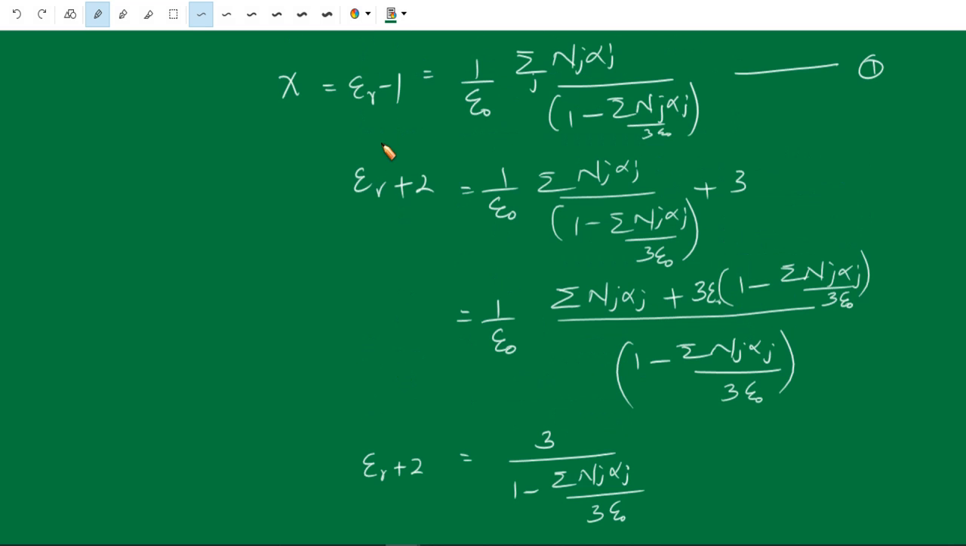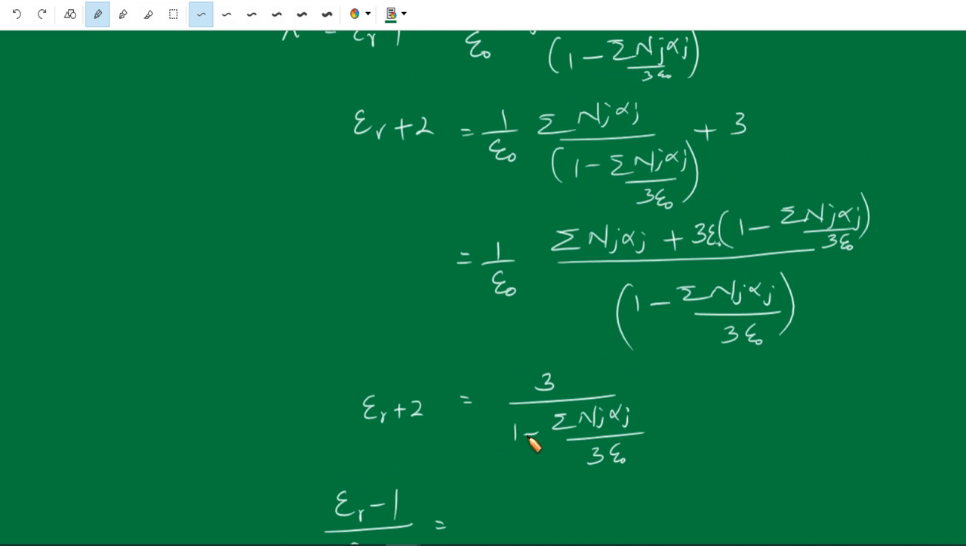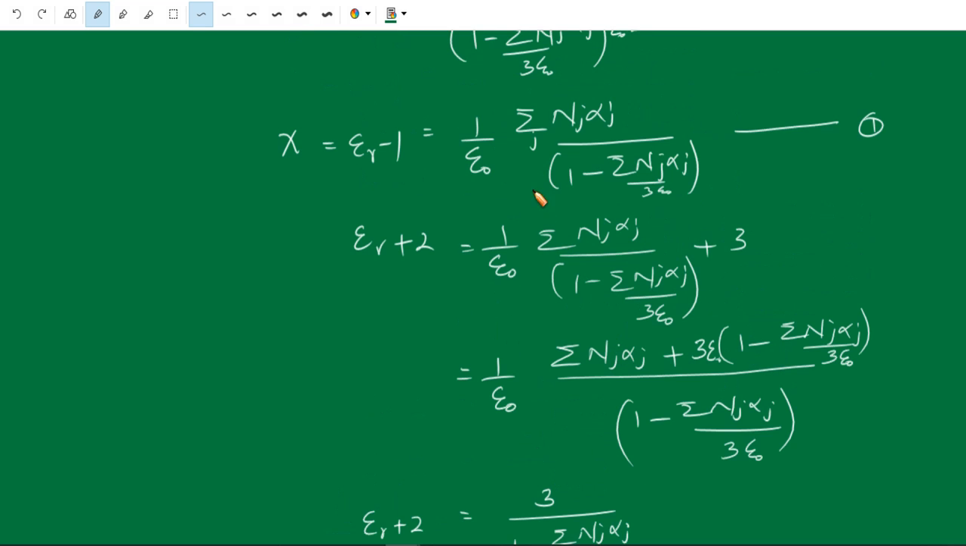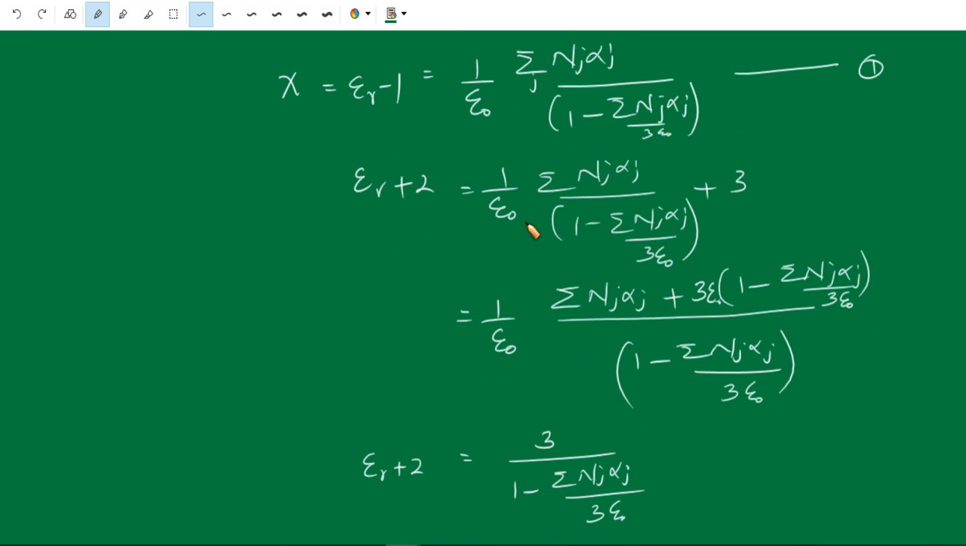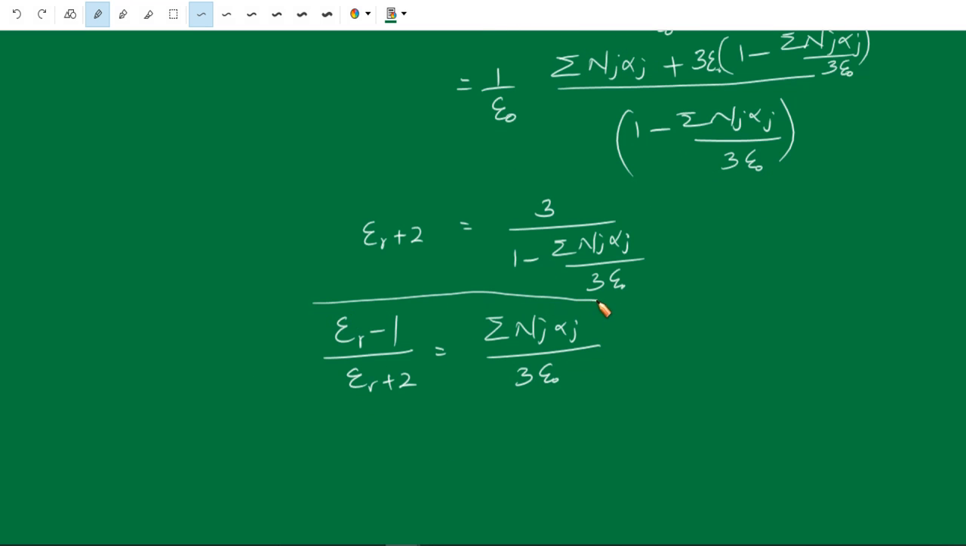So we have expressions for epsilon r minus 1 as well as epsilon r plus 2. So dividing epsilon r minus 1 by epsilon r plus 2, we get, so here 1 minus summation Nj alpha j divided by 3 epsilon 0 is there, here also the same quantity is there. So if we divide, we will get summation Nj alpha j divided by 3 epsilon 0. So here epsilon r is the relative permittivity or the dielectric constant, which is the bulk property, the property of the crystal, and alpha j is the atomic property. So this expression relates the atomic property and the bulk properties. And this equation is called the Clausius Mossotti relation.